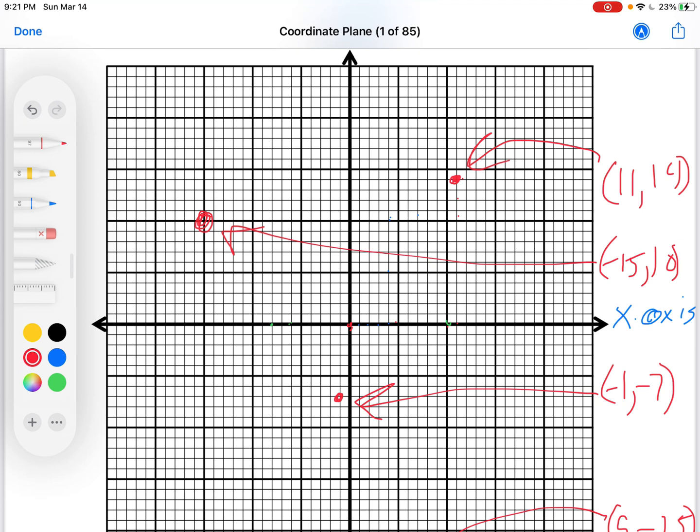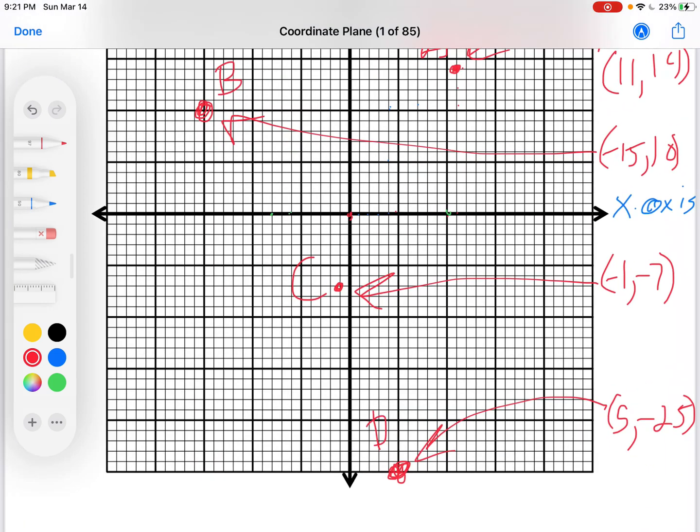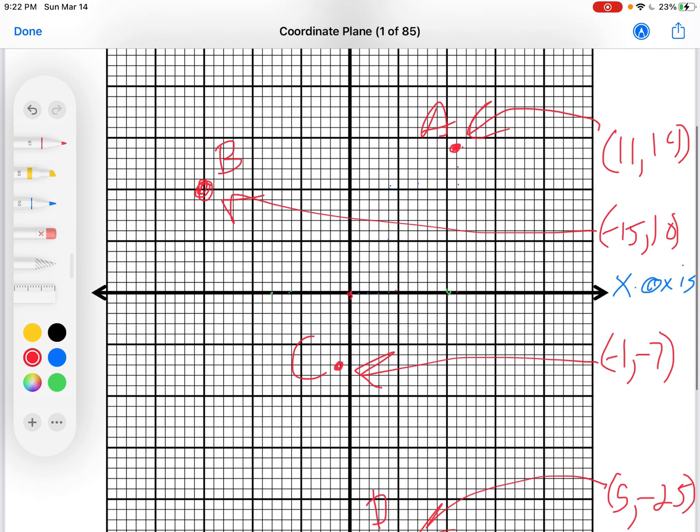Points are labeled with capital letters. So we'll call this point A, this point B, this point C, and this point D. Point D's coordinates are 5, negative 25. Point C's coordinates are negative 1, negative 7. Point B's coordinates are negative 15, positive 10. Point A's coordinates are positive 11, positive 14.